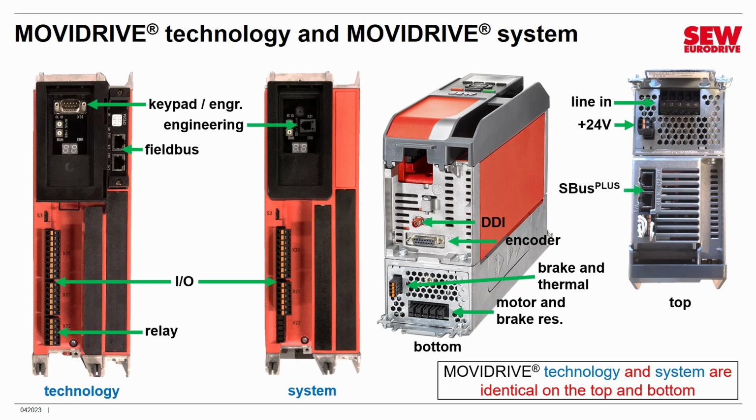Here is the S-Bus Plus EtherCAT interface that you would use under certain conditions. And here's the safe torque off connection. Right now you can see there is a jumper there that disables it, but if you have a safe torque off circuit, then remove the jumper, replace it with connections. So those are all the connectors on a MOVI Drive Technology and a MOVI Drive System.